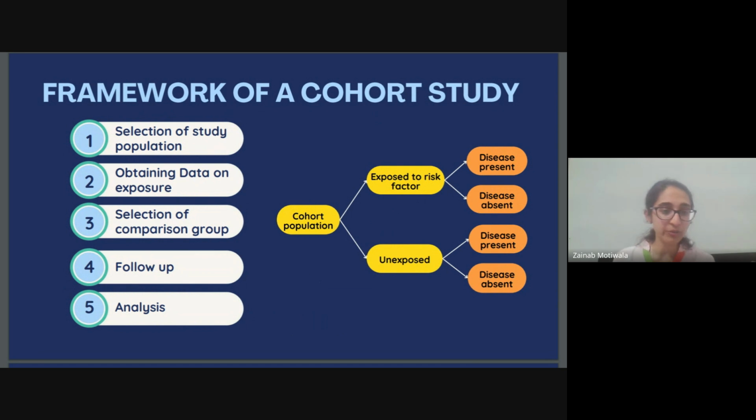And as I've already mentioned, in a cohort population, we look at two groups. We start with the exposed group with the risk factor and the unexposed group, and then look at the disease formation in both these respective groups.